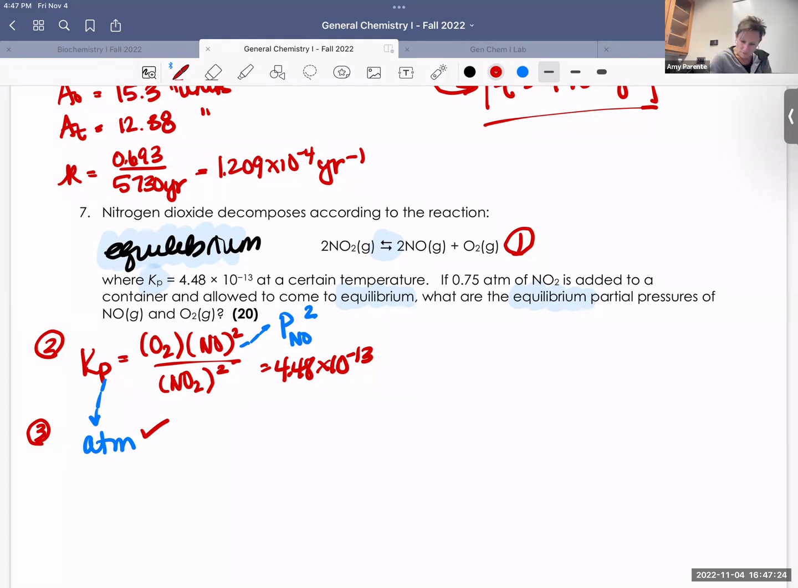The fourth thing is now we're going to do our ICE table. To make your ICE table, you always have your balanced chemical equation as your top line.